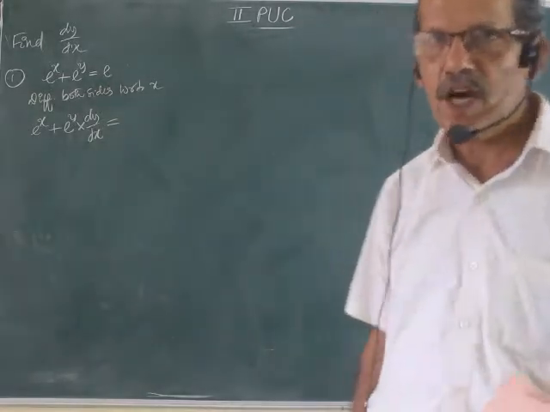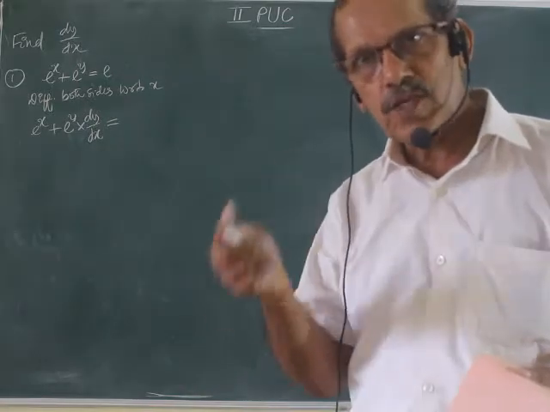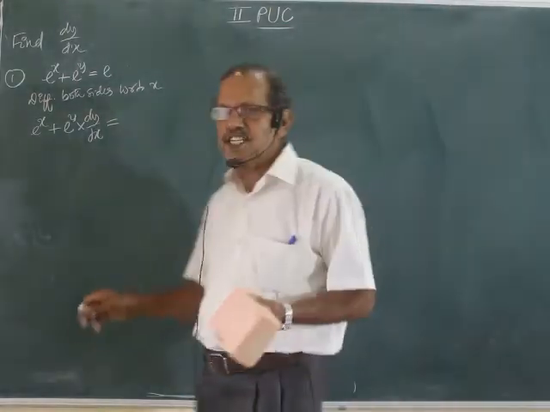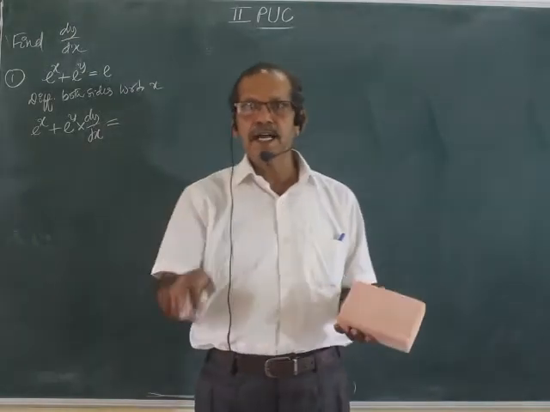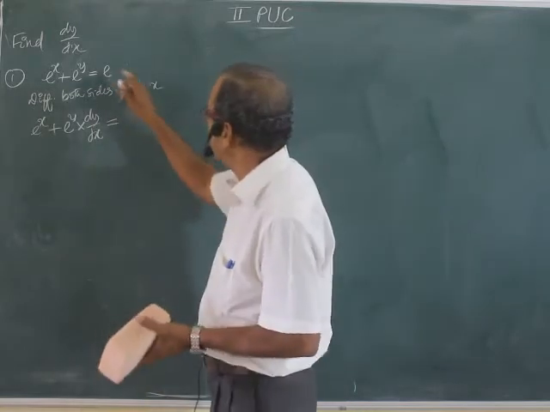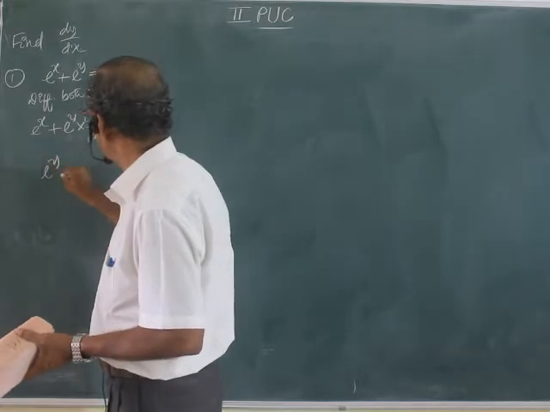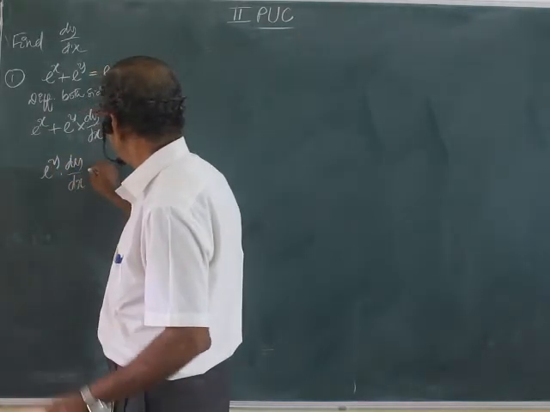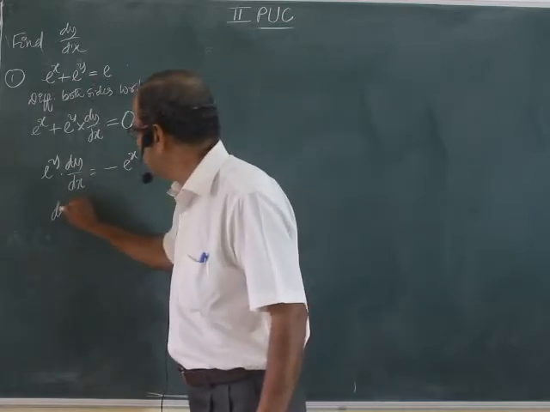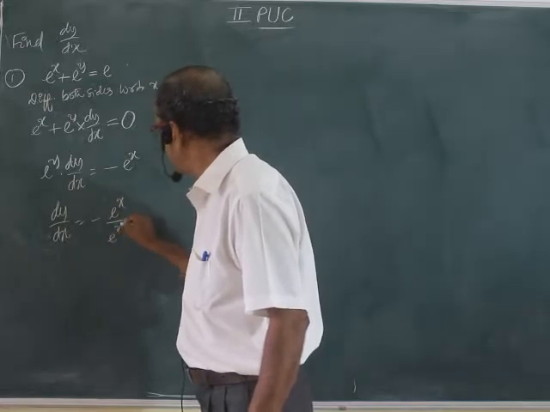Derivative of sin x is cos x. Okay. What is the derivative of sin y? It is cos y into dy by dx. Derivative of x square is 2x. Okay. What is the derivative of y square? It is 2y dy by dx. Anyway, right hand side is a constant. So, e to the power y dy by dx equal to minus of e to the power x, or dy by dx equal to minus e to the power x by e to the power y.